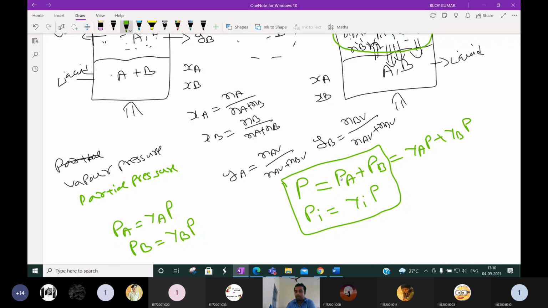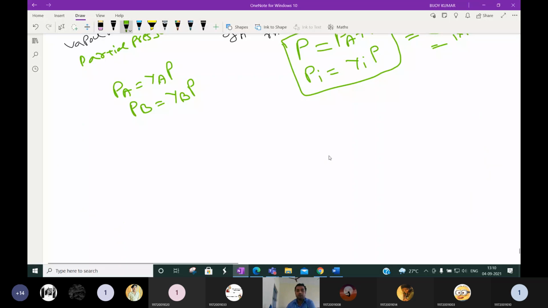Yes and no? In place of Pa, I write YaP. In place of Pb, I write YbP. Then if you take P common, it will be Ya plus Yb into P. Yes and no? And again we know that Ya plus Yb is equal to 1. So 1 into P is equal to P, it will come. Okay, I just proved this Dalton's law. Please remember these two formulas.